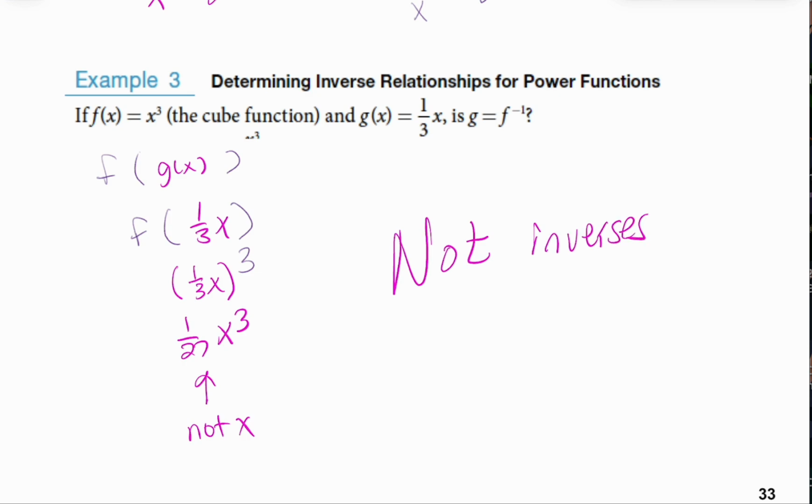Now if it checks one way, you automatically should check it the other way, just in case. But in this case, as soon as you get one that doesn't get you an answer of x, you stop. You say they're not inverses.